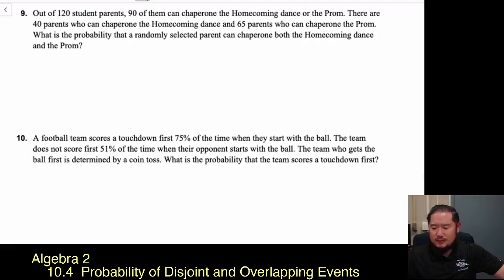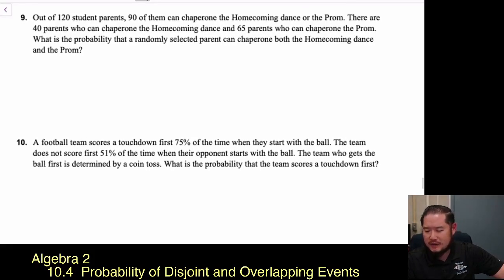Number 9, here's a good one. We've got, out of 120 students, 90 of them can chaperone the homecoming dance or the prom. Now take a look right here. Homecoming dance or prom. All right, let's think. Remember, in our equation, where would that end up being?